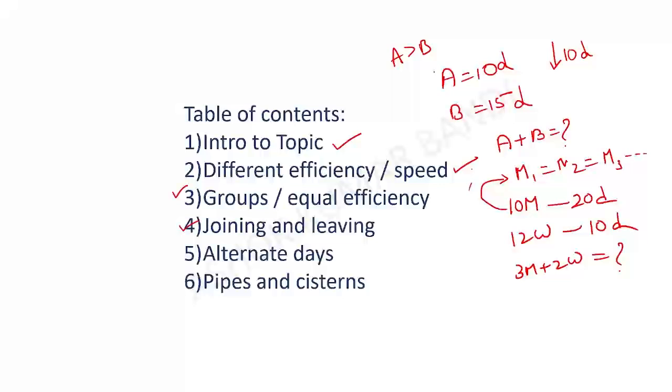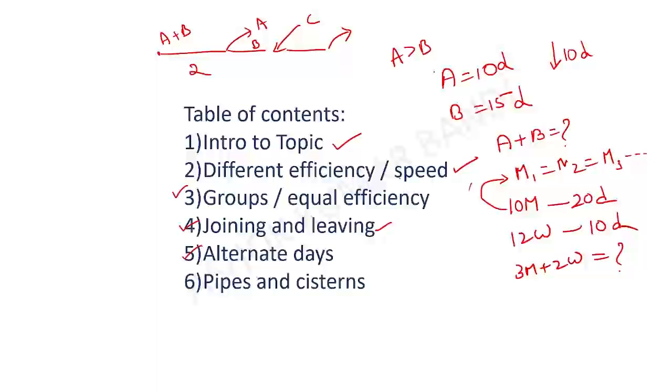On the next one, joining and leaving, let us think like this. A and B started a work. After working for 2 or 3 days, A left the work. That means now only B is working. Then some may join in the work again, or again some may leave the work. That means in the entire process, some will leave the work, some will join. So those kind of problems we are going to discuss on the third model.